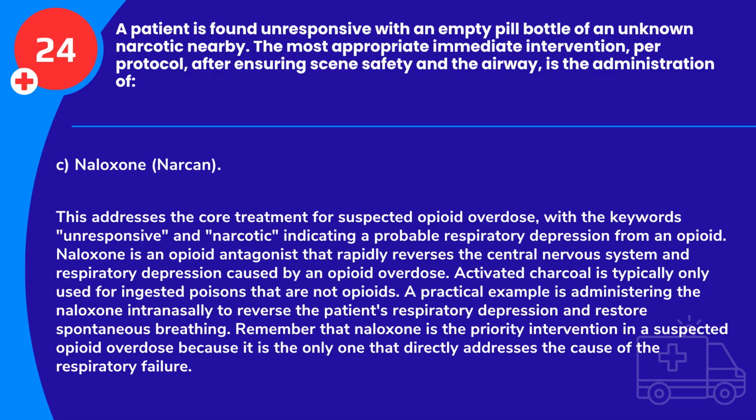A practical example is administering the naloxone intranasally to reverse the patient's respiratory depression and restore spontaneous breathing. Remember that naloxone is the priority intervention in a suspected opioid overdose because it is the only one that directly addresses the cause of the respiratory failure.